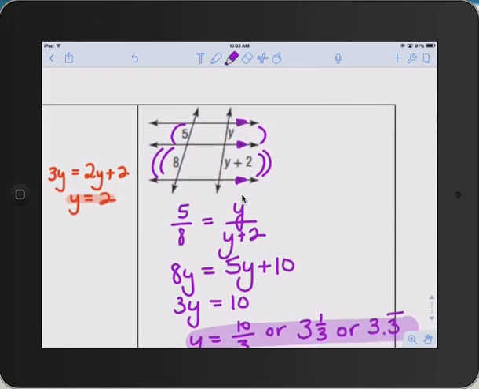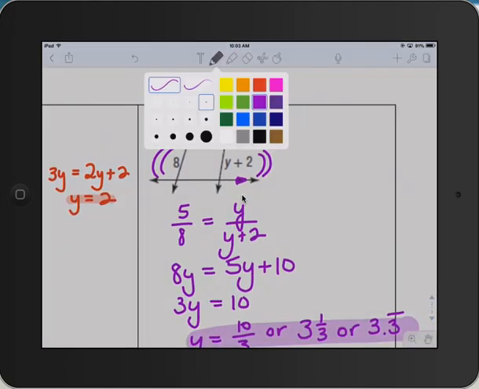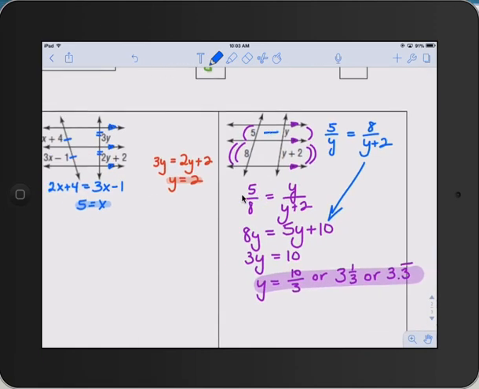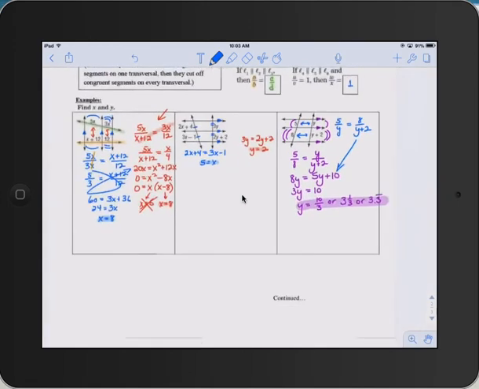Now, again, we could say another option. You could say 5 is to y as 8 is to y plus 2, and it will still give you the same cross product, right? So it's still 5y plus 10 equals 8y. It would take you to there and it'd be the same exact solution. But you can compare those two parts together and then compare those two parts to each other.